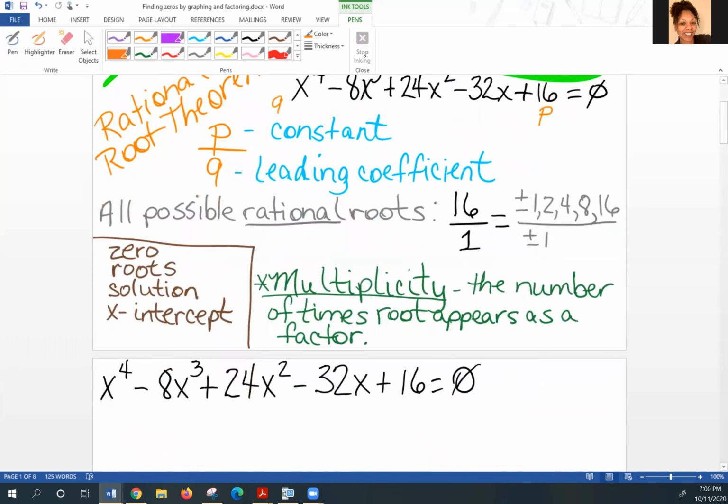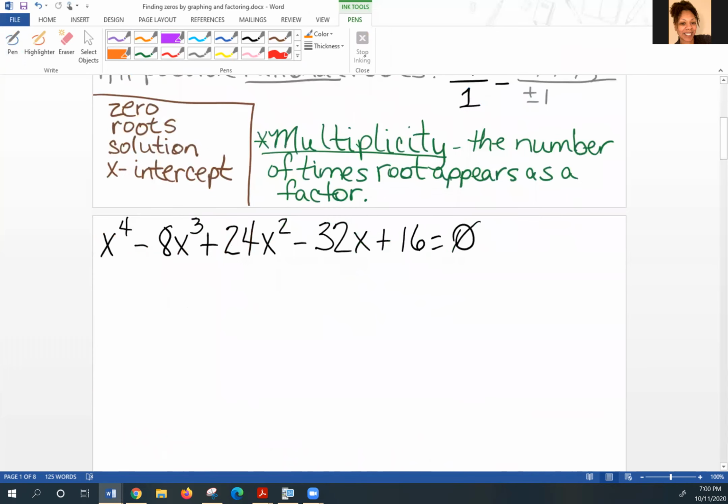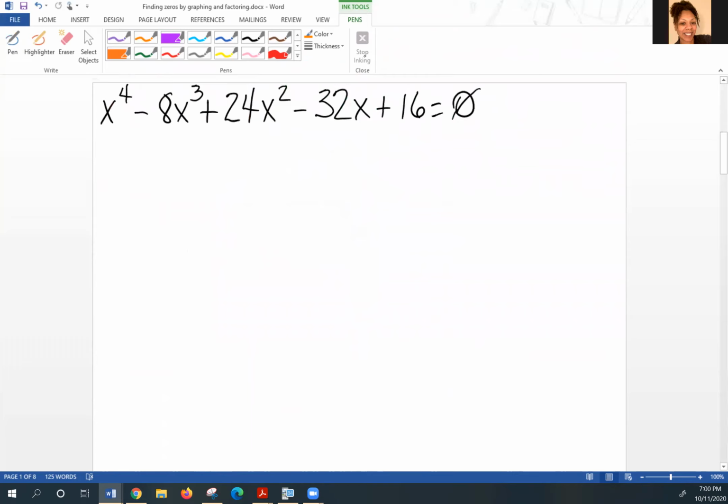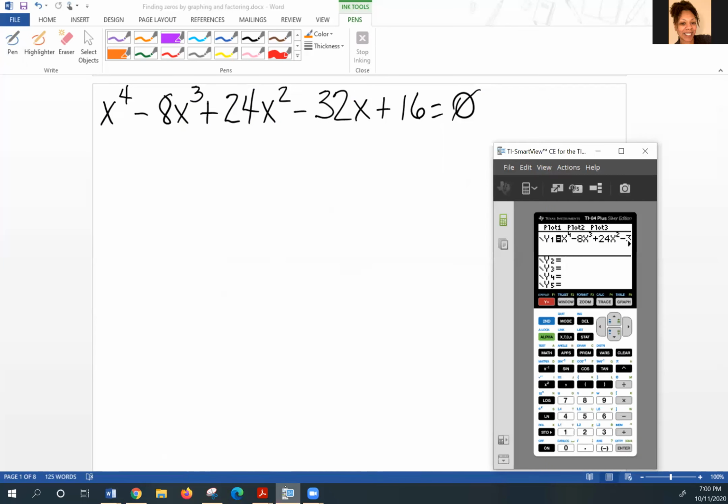All right, so that's the rational root theorem. This is the same example that I was just discussing. And so you may say, well, I don't even know where to start. If you cannot factor by grouping or using the box method, what I would advise is using your graphing calculator. So I've already typed this in to save time, but what you would do is press the Y equals button, and then you would type in your polynomial.